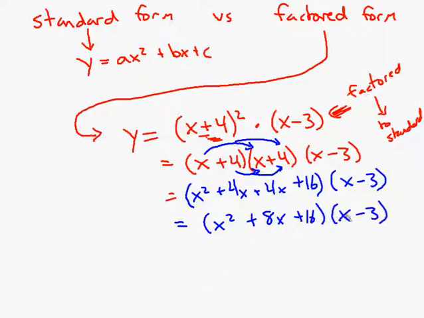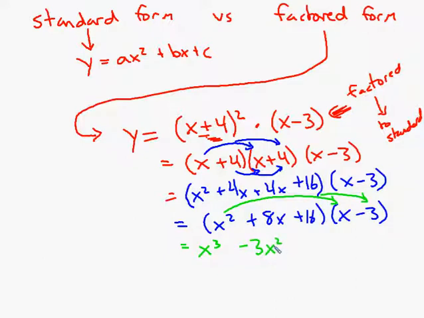Now how we multiply this one, you might do x minus 3 over, or you could do all 3 of these over to the x minus 3. It doesn't matter. I'm going to just go left to right. So I'm going to do this x times both of those. So I get x cubed minus 3x squared.